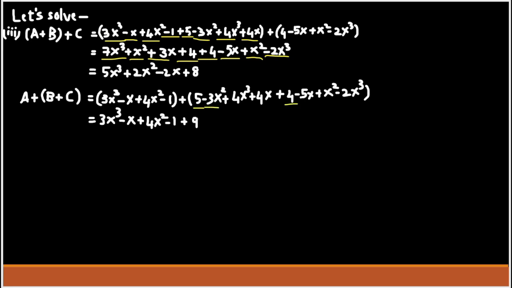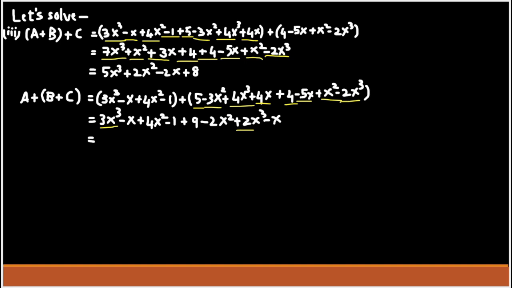Here plus 5 from b plus 4 from c which is plus 9, and minus 3x square from b plus x square from c which is minus 2x square, plus 4x cube from b minus 2x cube from c which is plus 2x cube, and plus 4x from b minus 5x from c which is minus x. So the sum of b plus c is 9 minus 2x square plus 2x cube minus x.